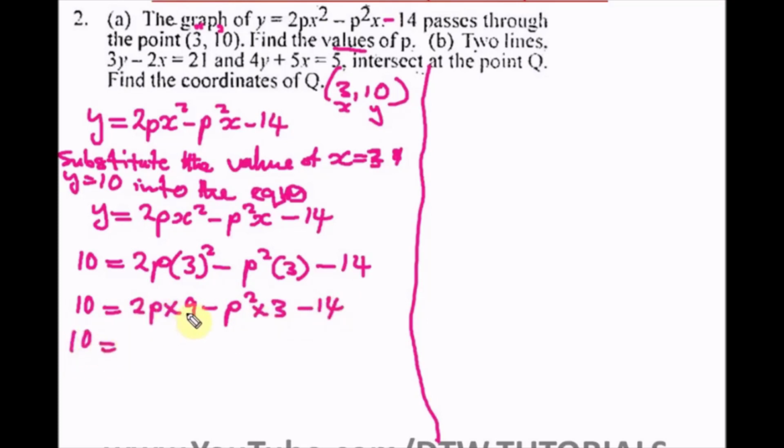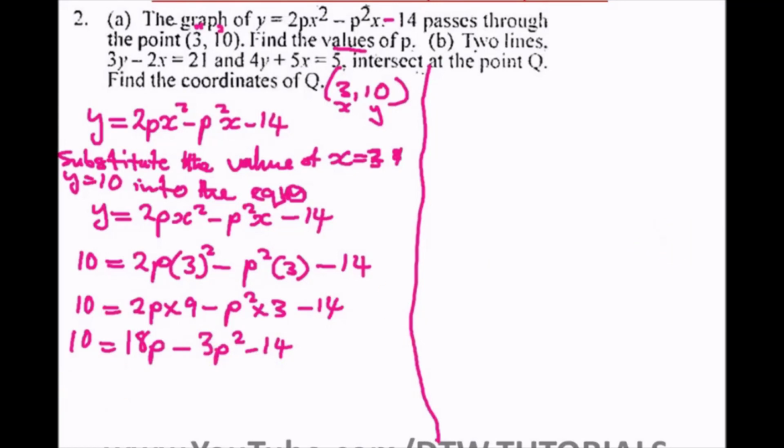So we have 10 is equal to 9 times 2, which gives us 18p, minus 3 times this, which gives us 3p square, minus 14. All right, so what do we do? Since all these things are negative, let's take everything to one side so we can equate it to 0. Then we'll factorize to get the values of p. So taking everything to this side, we have 10. Taking minus 14 here, let's just quickly rearrange everything.